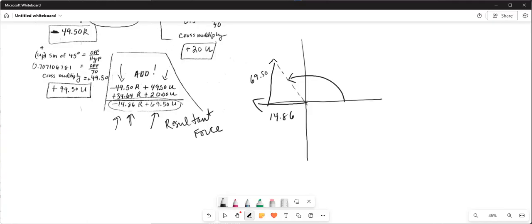So we can do that by using tan. We can use tan because we have the opposite and we have the adjacent length, right? So we can say tan equals opposite over adjacent. So we just put that in. 69.50 divided by 14.86.